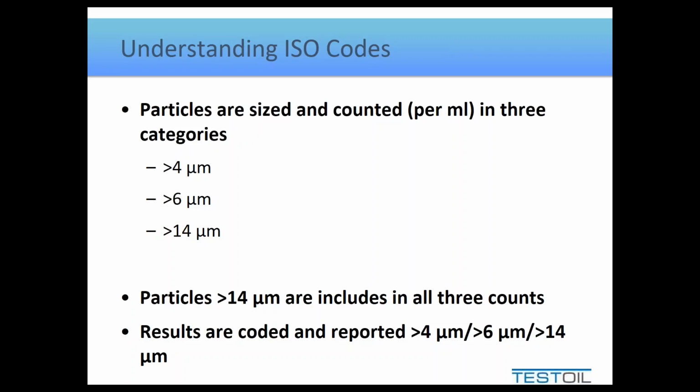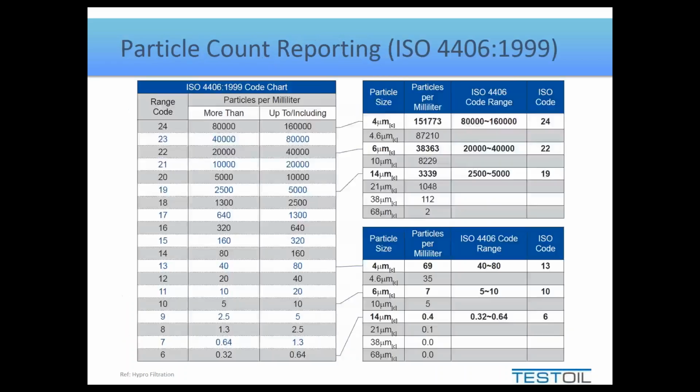So when we talk about particle counts, it should be no mystery why the greater than 4 micron particle count is always the highest number. The 6 is the next highest, and the 14 is the lowest of the 3. But it's because they're counting the same particles over and over again, just broadening the range a little bit. So when we report an ISO code, we are reporting them in that order, 4, 6, and 14, and we're coding them. So people then say, well, what's the code?